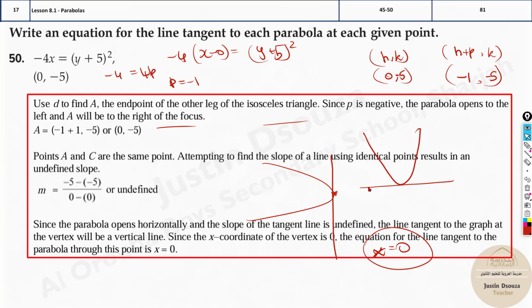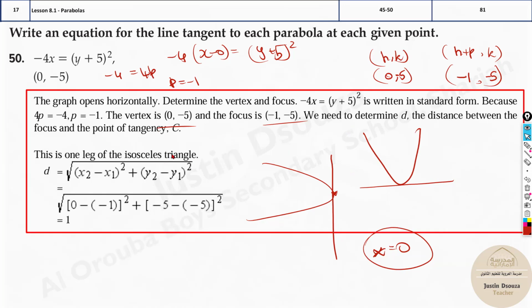tangent, it will be the vertical line or a horizontal line. In this case, since it's opening like this horizontally, it is a vertical line at x is equal to 0. So that's it. X is equal to 0 is the line over here. Now that's how we can do it, but generally you might get the other type where you are to solve, but if it's like this, it's a very easy one.